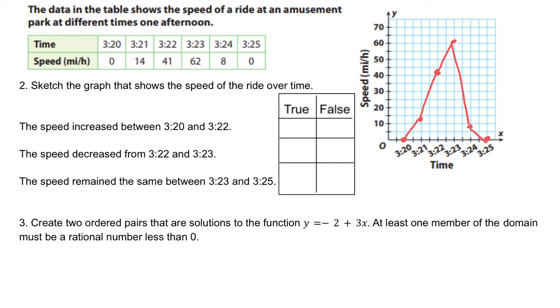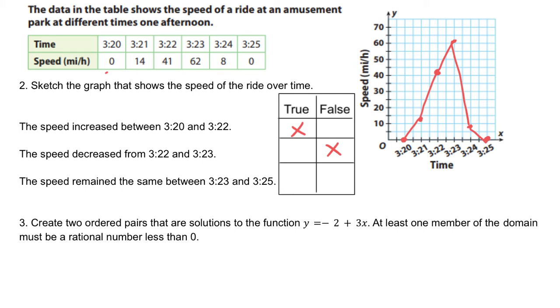So, true-false statements. The speed increased between 3:20 and 3:22. So 3:20 and 3:22. Yes, it did increase. The speed was going up as time was going, so that would be true. The speed decreased from 3:22 to 3:23. No, it keeps increasing. That's false right there.